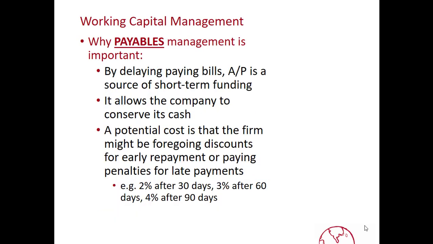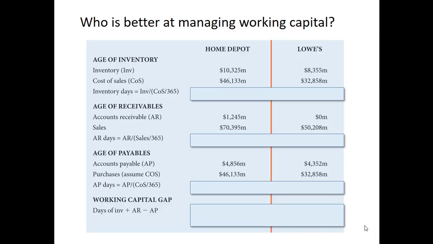Finally, let's talk about why payables are so important. Well, by delaying paying suppliers and using trade credit, a company can finance its accounts receivable and inventory, which will help its shareholders. There is generally a cost for delaying payment once you go over 30, 60, or 90 days, as shown here. So let's look at an example of Home Depot and Lowe's and see who is better at managing their working capital.